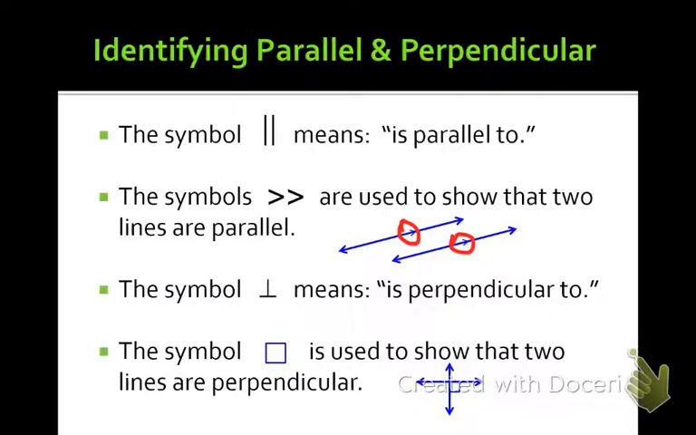The upside down T means perpendicular to. I would say AB is perpendicular to segment BC. I'd show it like that. Perpendicular. In a picture, a box symbol, as you can see here, says that that's a square corner, that those are perpendicular.